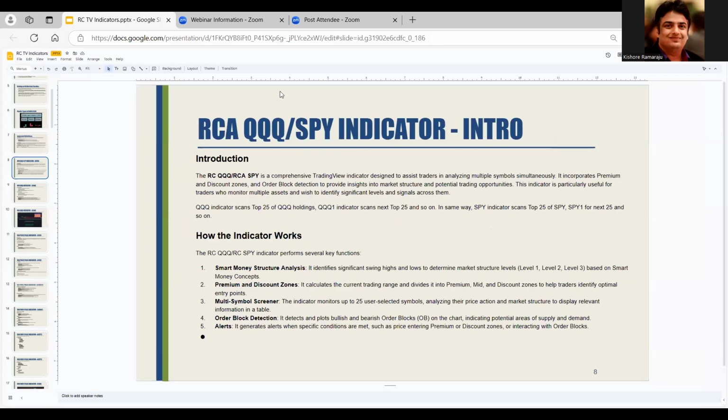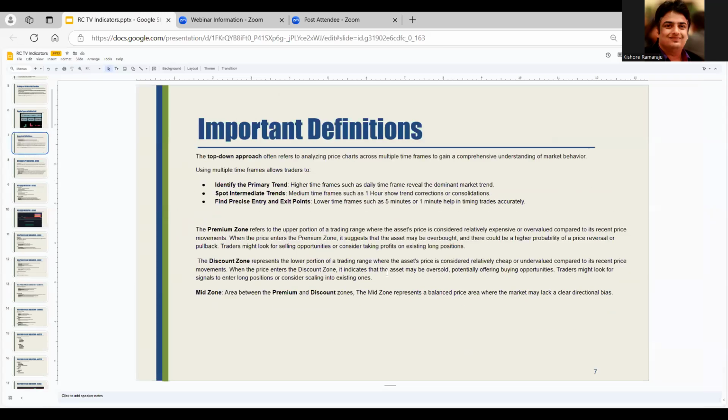So I hope everyone is clear. What do we mean by the top-down approach? What is a premium zone? What is a discount zone? And what is an equilibrium zone or mid zone? The mid zone is where there is no proper direction. So that's why it is always better to short at premium or buy at a discount.